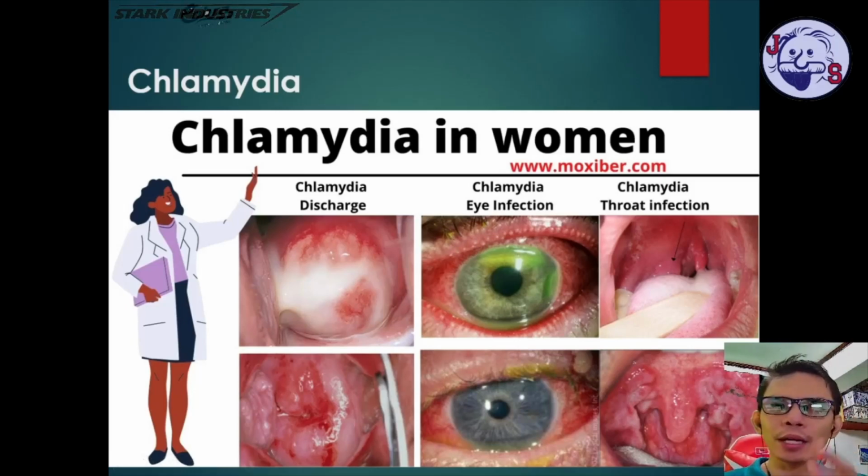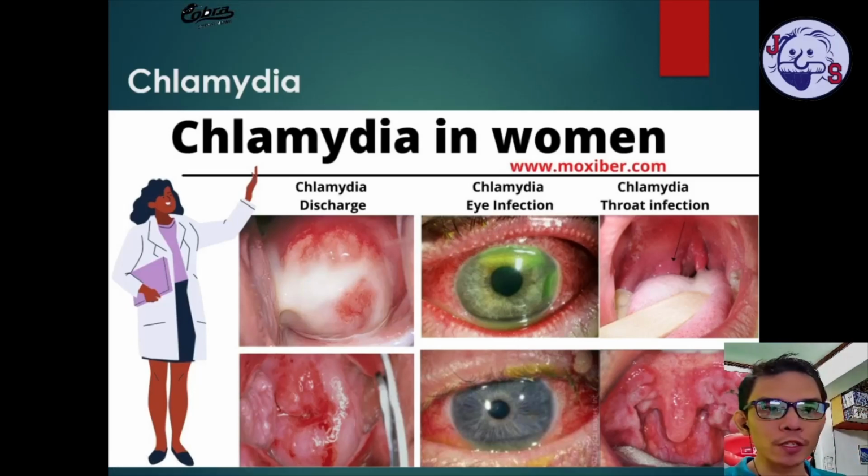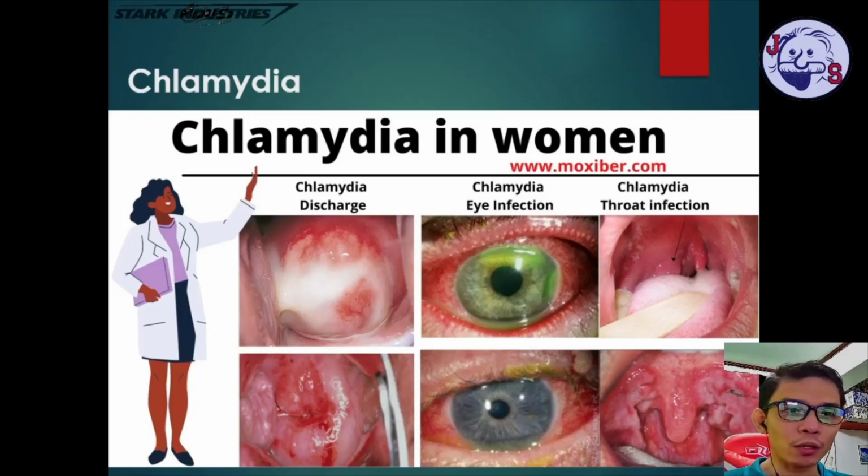Alright, so we have here the chlamydia. Chlamydia is caused by the bacteria called Chlamydia trachomatis. The chlamydia is not only situated on the genital organs. It can also reach other organs like the eyes. As you can see here, the eyes that you have right here are infected with chlamydia. And it can also reach the oral portion of the body, which is the mouth. Here, the throat is infected by chlamydia.